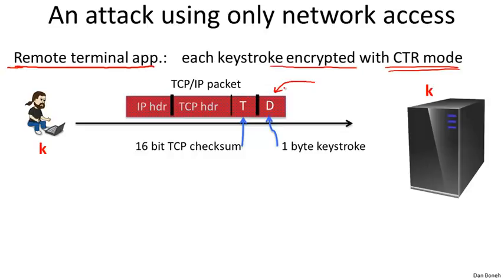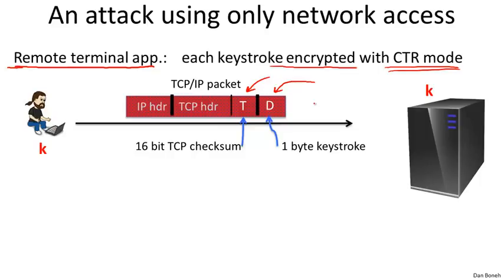And as you probably know, every TCP packet actually contains a checksum. This is a 16-bit checksum that's just used to detect transmission errors. So the server, if it receives a packet that has the wrong checksum, it simply drops it on the floor and ignores it. Now the TCP header, including the checksum and the keystroke, all are encrypted using counter mode. Now the attacker wants to learn what the keystroke was, and let me show you what he can do.